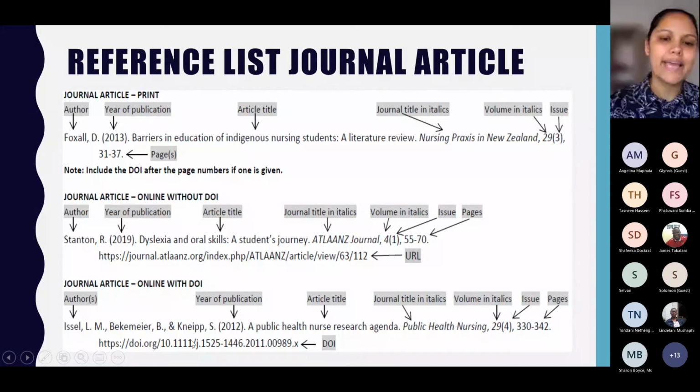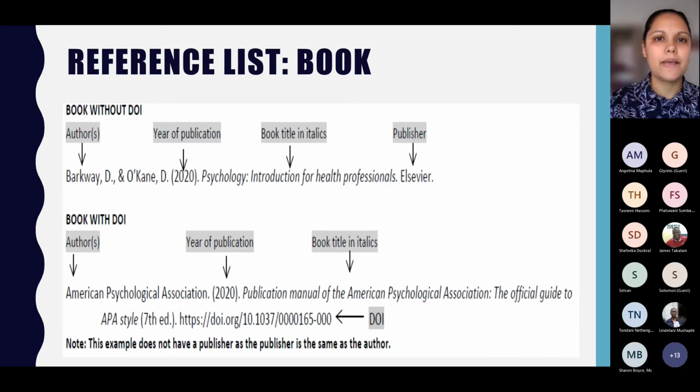Articles that are online have a DOI address. They don't always have page numbers. Okay, when you are referencing a book, the name of the book must be italicized. So here you can see Barkway, comma, space, D dot, comma, space, and, space, O'Kane, comma, space, D dot, year of publication, full stop. The name of the book is Psychology, Introduction for Health Professionals, full stop. There is no place of publication for the publisher. If the book has a DOI address, please provide the DOI address.